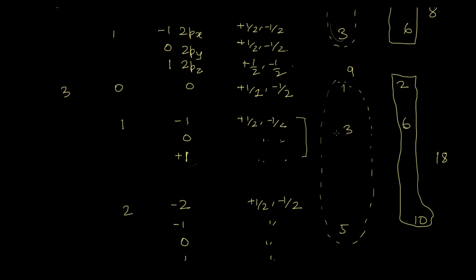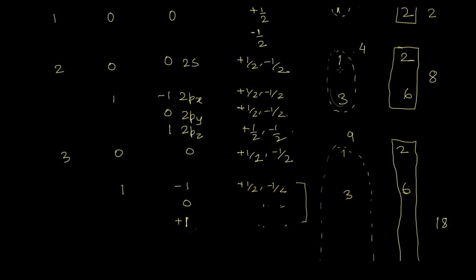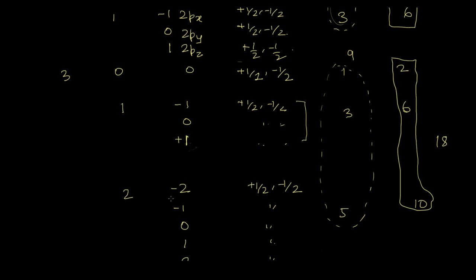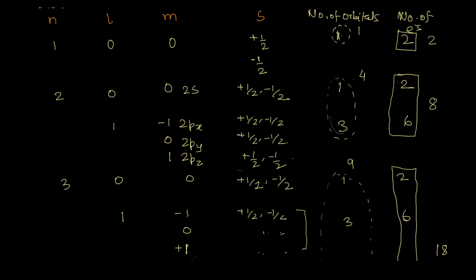Now you go to pure mathematics and just try to understand. When L becomes 1, 2L plus 1 is 3. When L becomes 2, it becomes 5. When it becomes 3, it will become 7. So the number of orbitals is nothing but the sum of the first n odd numbers, right? What is the sum of odd numbers? The sum of the first n odd numbers actually equals n square.